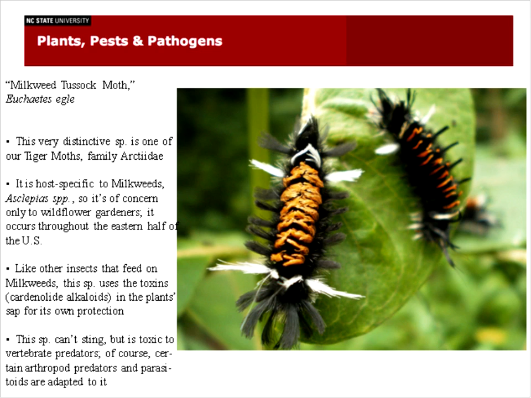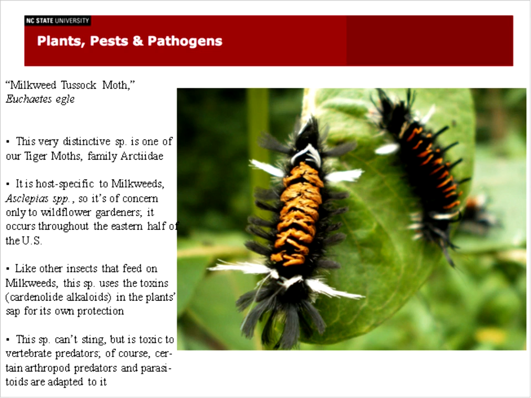It belongs to the tiger moth family, the family Arctiidae, which includes a number of beautiful moths as well as beautiful caterpillars. It is host-specific to milkweed, Asclepias species. So only people like wildflower gardeners and bee gardeners need to be concerned about this. It's not going to feed on any other kind of ornamental or any kind of crop. And it occurs generally throughout the eastern half of the U.S.